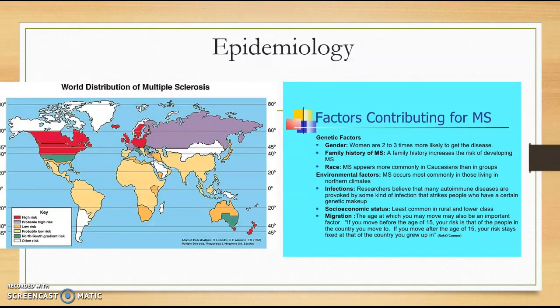Sometimes autoimmune diseases are provoked by some kind of infection. So an infection stimulates an immune response, and for some reason in susceptible individuals, it will stimulate an autoimmune response of some sort. If you move before age 15, you assume the risk of the place that you've migrated to. If you move after age 15, you retain the risk. Your risk stays fixed in the country that you grew up in. So that tells you something as well, that it may be related to where you grew up and the environment and the geographic area that you grew up in.